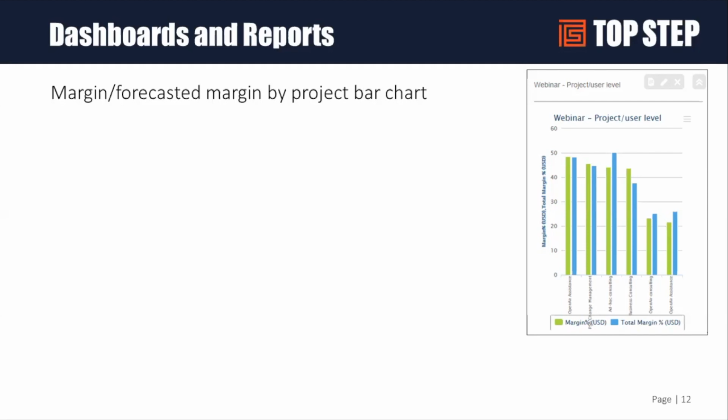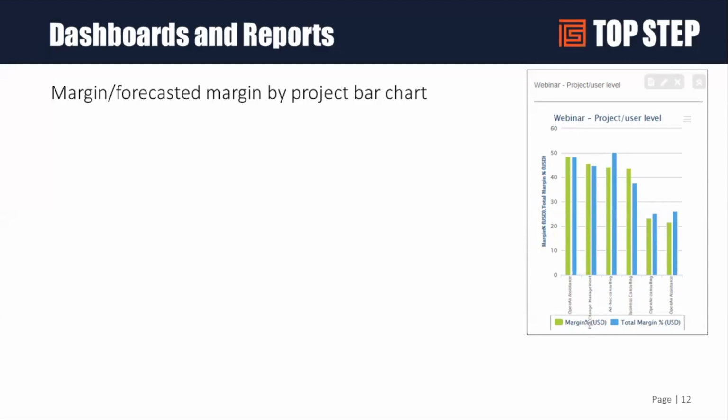So here I'm just saying, there's a couple of projects that look like my margins are going to go up and a couple of projects where my margin is going to go down. And as a project manager, I can take a look and understand why that's happening at a user level or an expense level to see if I need to make adjustments.